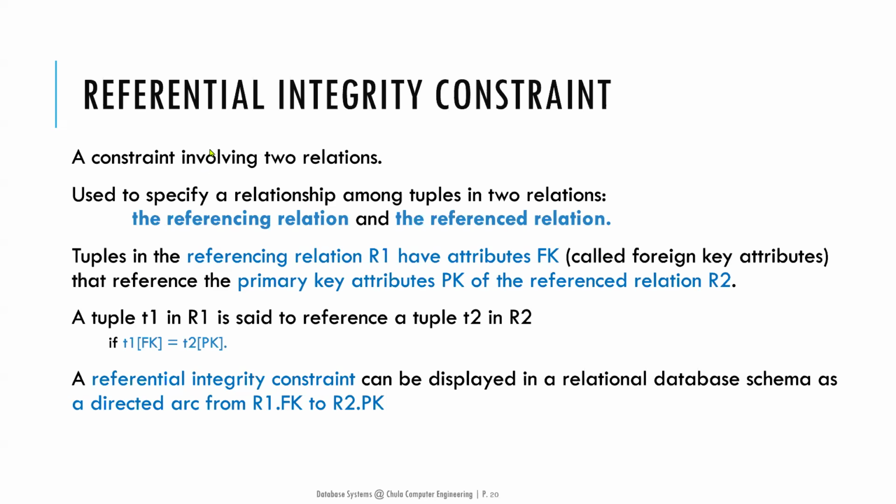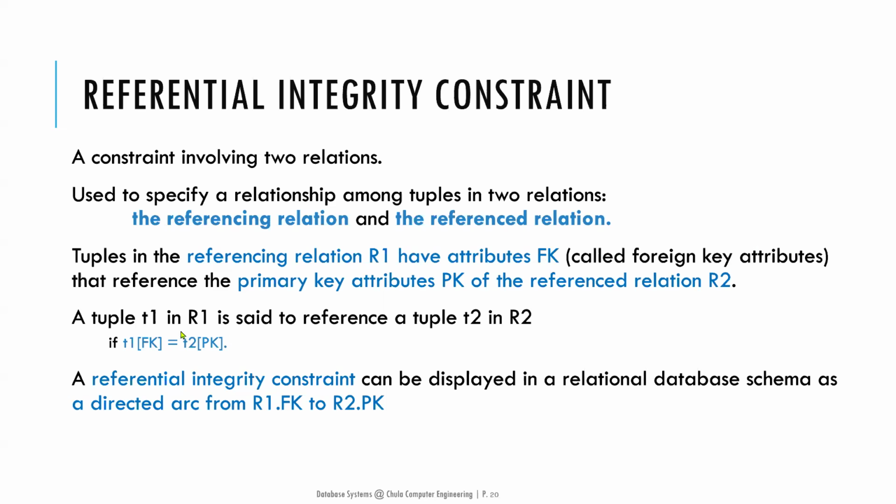So in the referential integrity constraint, the tuples in the referencing relation, let's call it R1, would have the attributes FK. This is a new type of key called the foreign key. In the previous slides, we have the super key, candidate key, and primary key. Now we have another type of key called the foreign key. We will choose any attribute that links between the relations and set it as the foreign key. So we only have a foreign key when two or more tables are related.